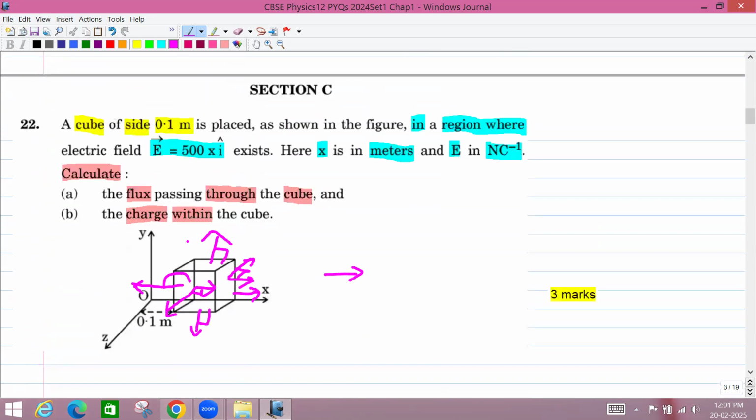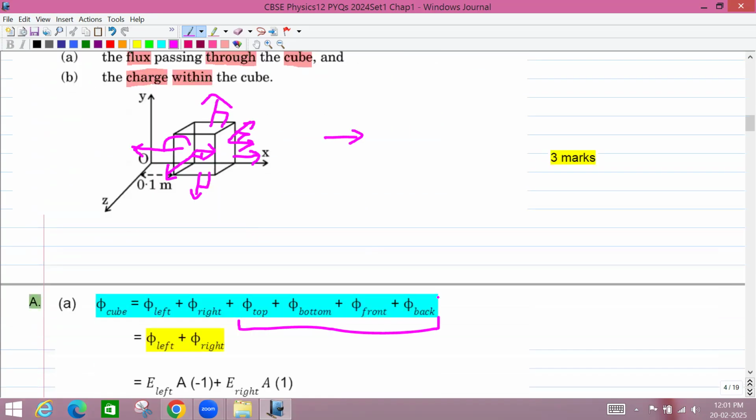B part of the question: charge within the cube. There could be charge present inside the cube. If it is there, we have to find that value.